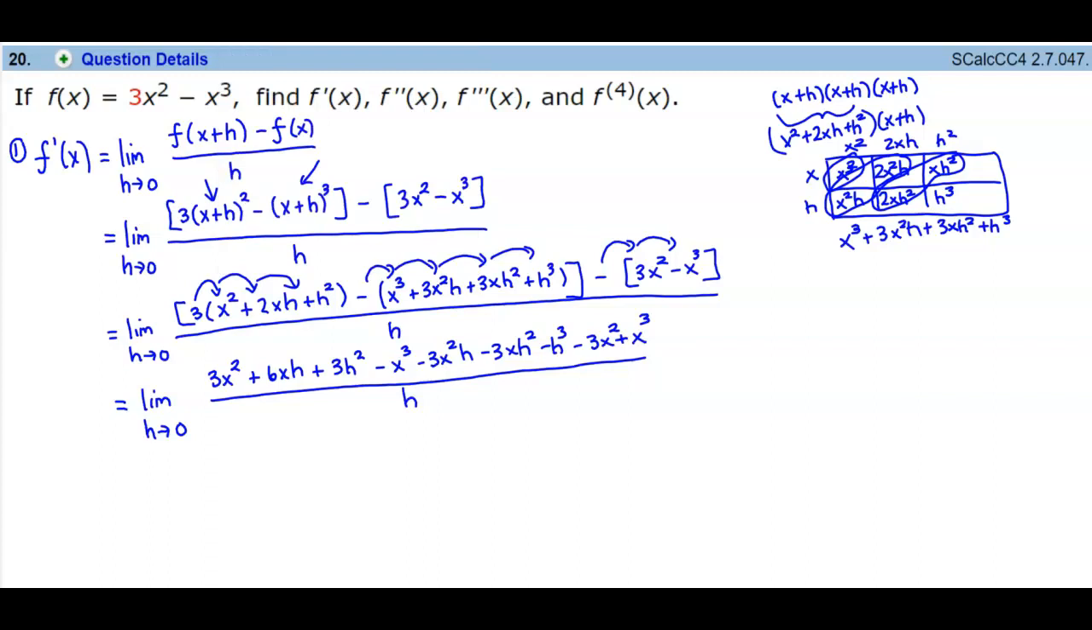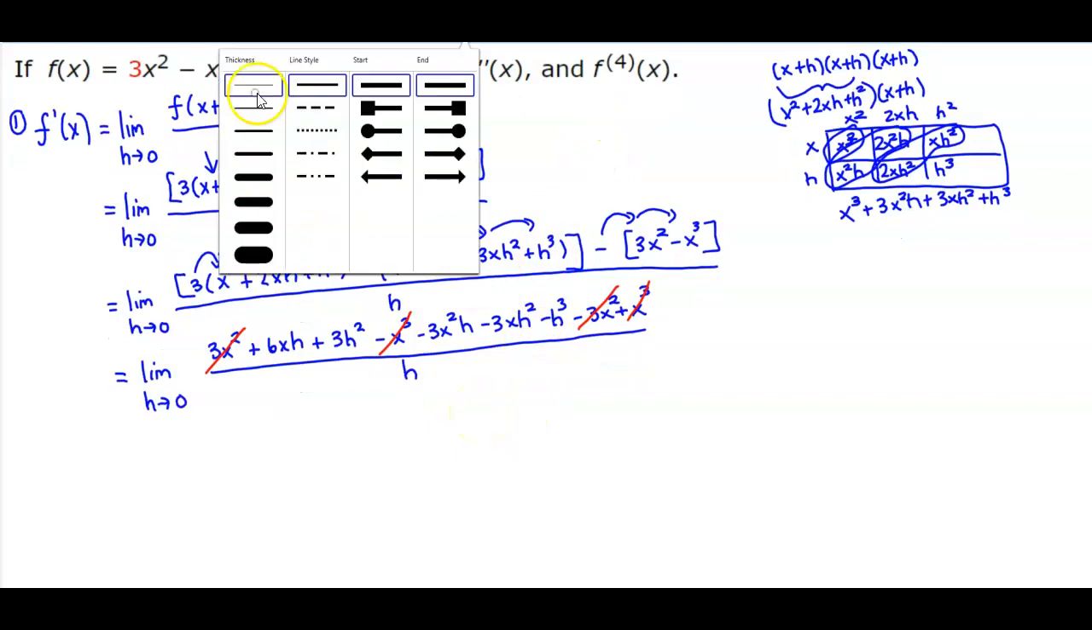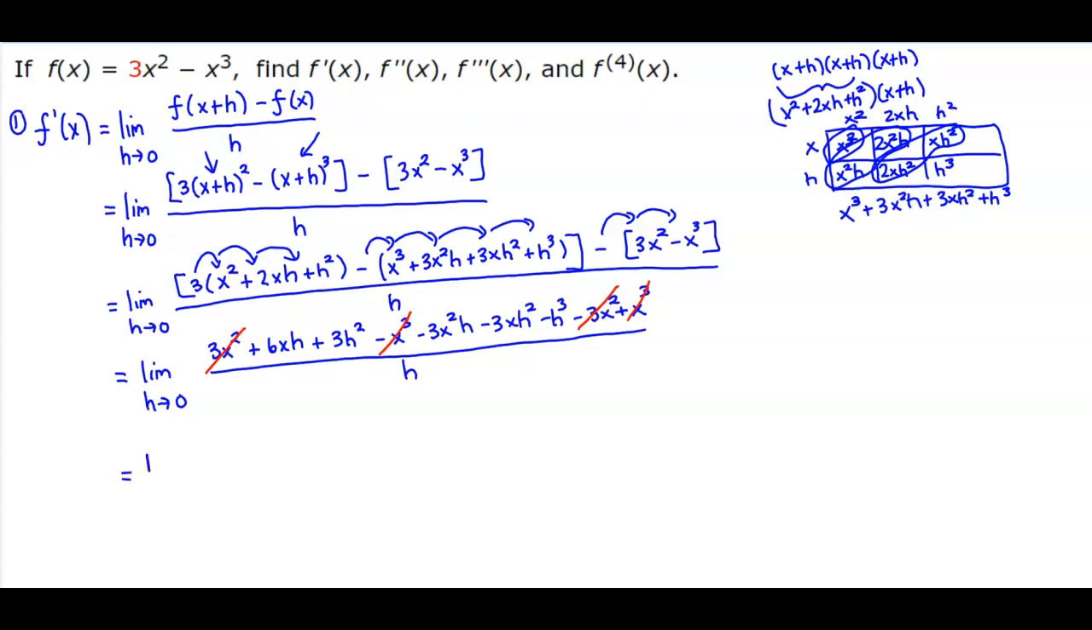So what can we combine to make 0? We have positive 3x squared minus 3x squared. We have minus x cubed, and we have positive x cubed. And then is there anything else that we can simplify? Doesn't look like we have anything else. So let's go ahead and now write down the rest of the function here. So we have 6xh plus 3h squared minus 3x squared h minus 3xh squared minus h cubed over h.